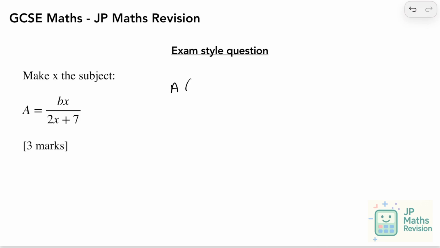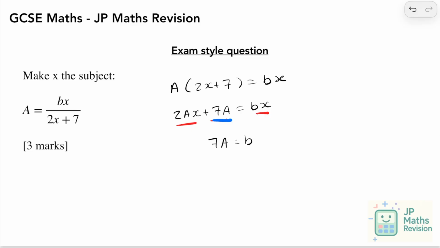So I have a bracket 2x plus 7 equals bx. Now I'm going to expand the bracket, so I have 2ax plus 7a equals bx. Now I need to group up the x terms together on one side and get the 7a onto the other side. So I'm going to do that by minusing 2ax from both sides. If I do that, I end up with 7a equals bx minus 2ax.